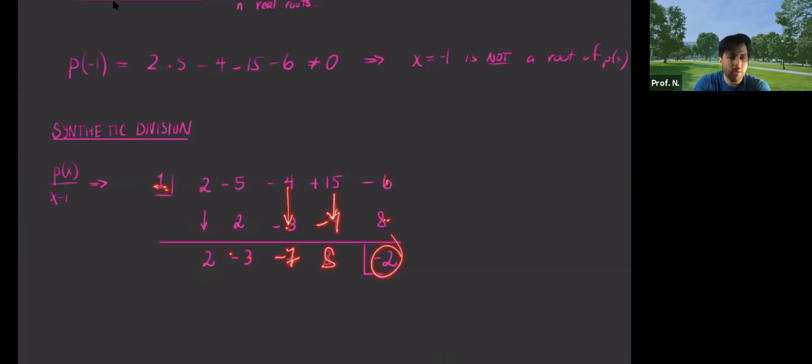Add -2. The reason why we perform synthetic division is because instead of doing this, x minus 1 into 2x to the 4th minus 5x cubed minus 4x squared plus 15x minus 6, instead of doing long division, which is the proper way to divide polynomials, right? That's the standard way. Instead of doing all of that, and this will be a very long and lengthy work, there's a simpler way to do it, and that's synthetic division.